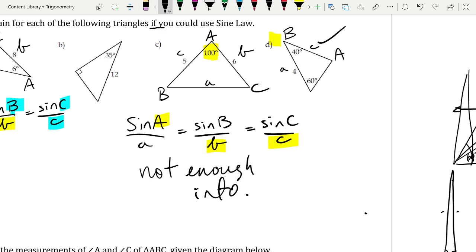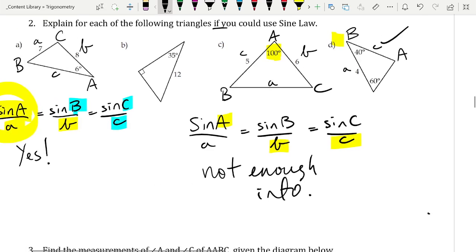So there must be a better way. I feel like I'm selling you stuff on late night TV. There must be a better way. Well, there's a different way. There is another formula, and it looks kind of strange compared to sine law.